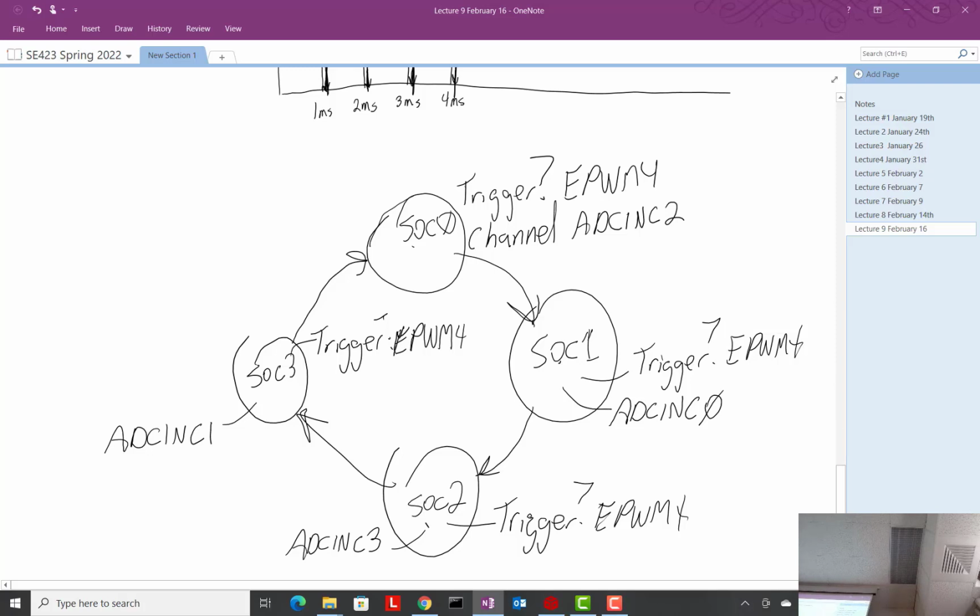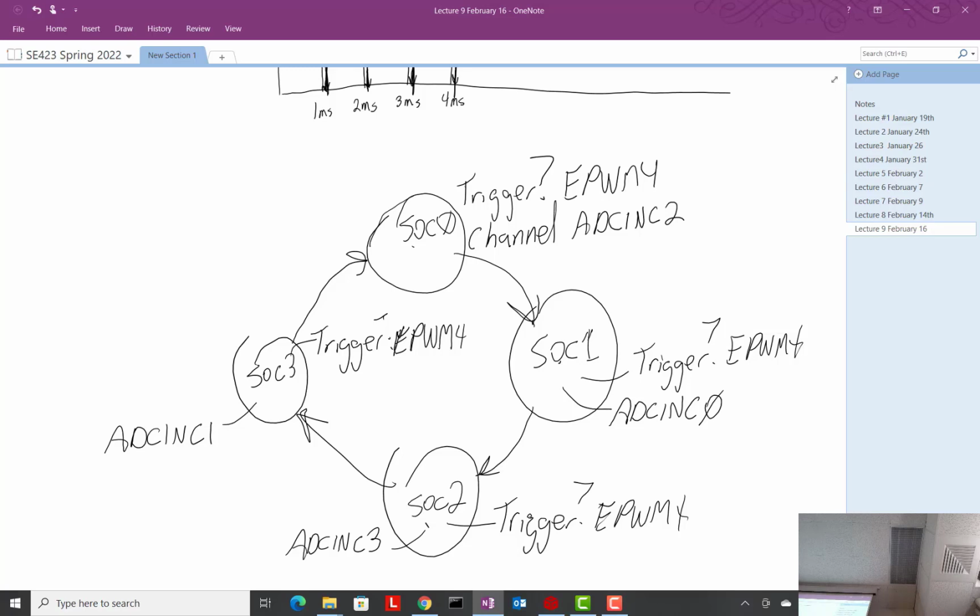Now, is there any reason for us to do that crazy order? No, okay? But if you wanted to, you could. Make yourself sane by sampling 0 first, then 1, then 2, then 3. But just to get you understanding this, you can put it in whatever sequence you want.